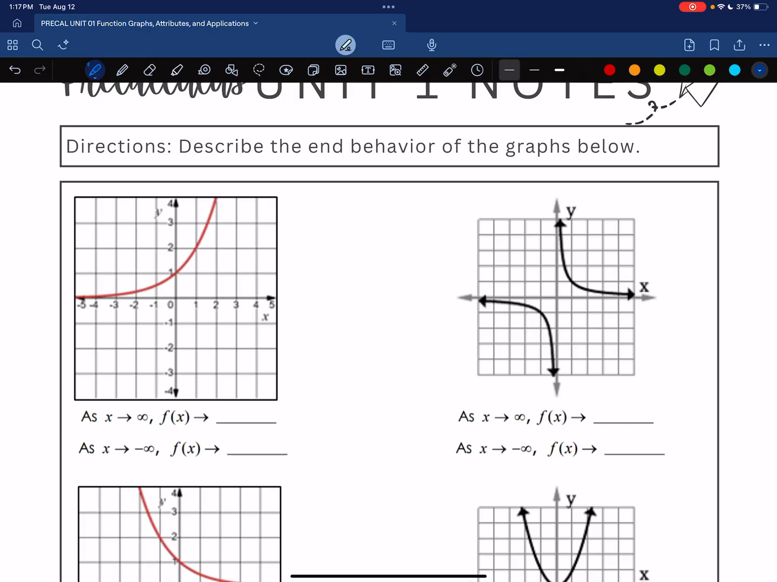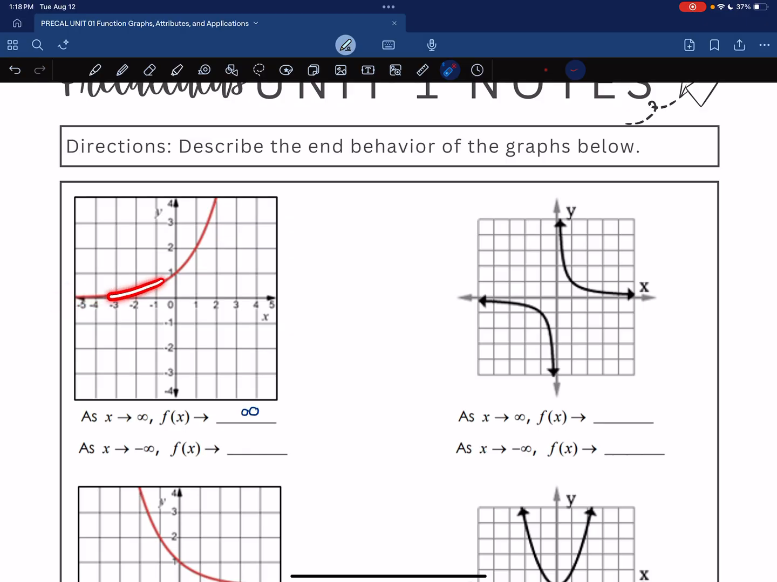Looking at this first exponential growth function we have, as x approaches infinity, that means as we're moving to the right, what's happening here? We're going up, up, up to infinity. And as x approaches negative infinity, that means moving to the left.